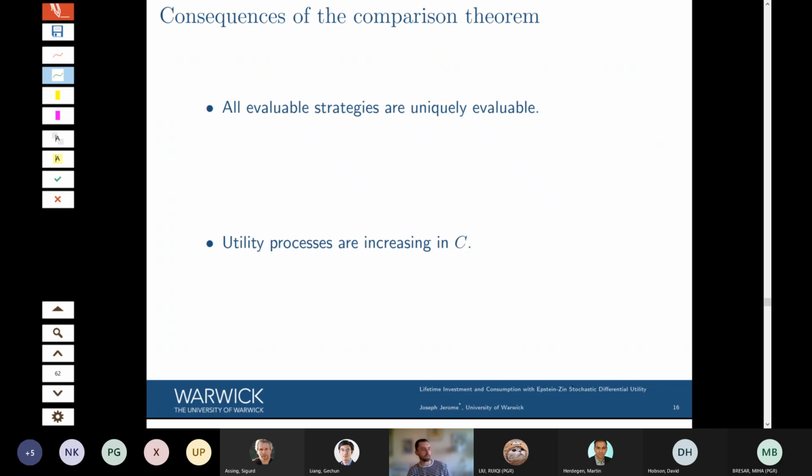So I'm going to skip these proofs, but essentially, as a corollary of this theorem, we can show that all evaluable strategies are uniquely evaluable. So that is actually saying here that we have equality of these two sets when rho is negative, which is really nice. So we don't need to worry about having multiple solutions in this case. And also we have that utility processes are increasing in C. So this is again something we want to have, that more is better than less in some sense.